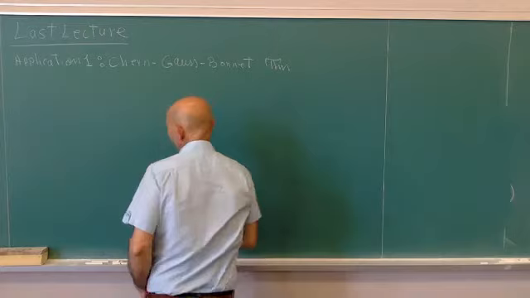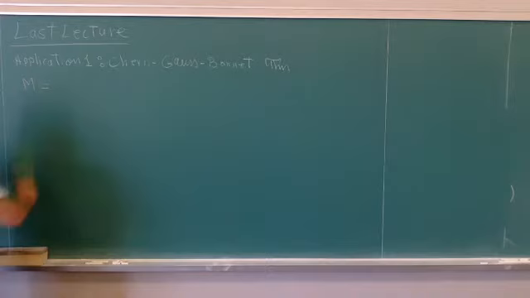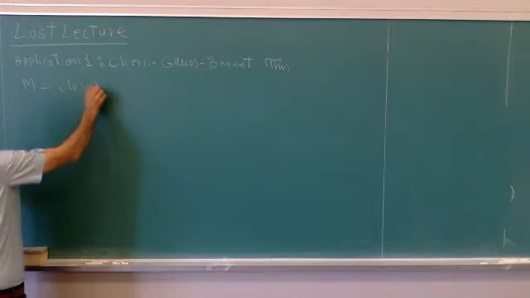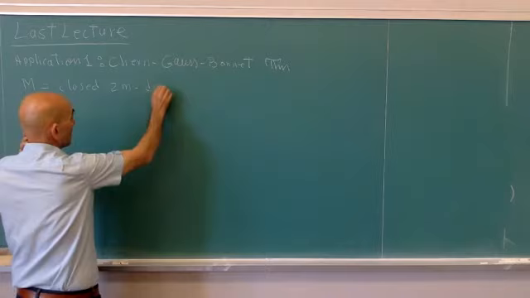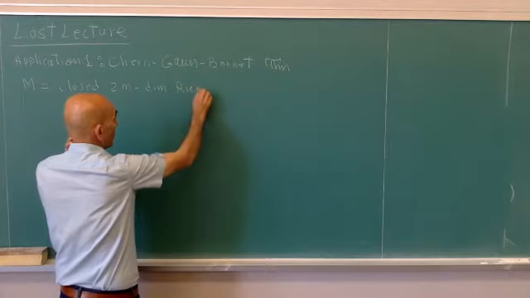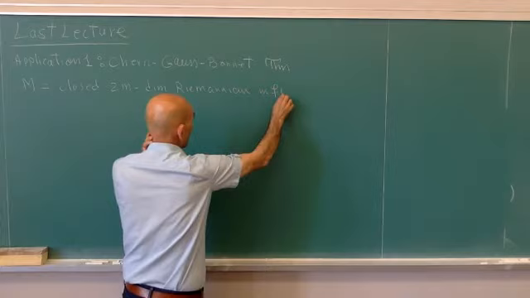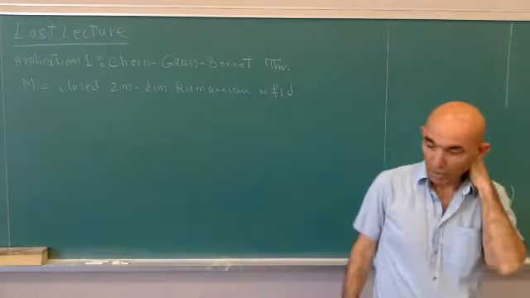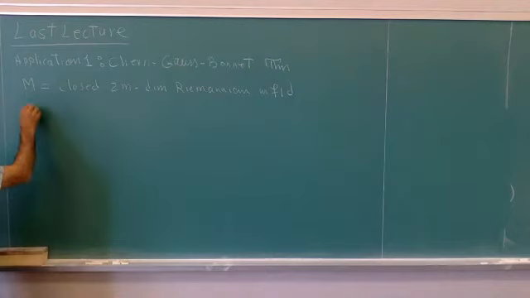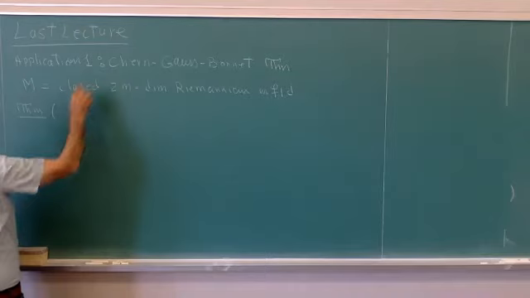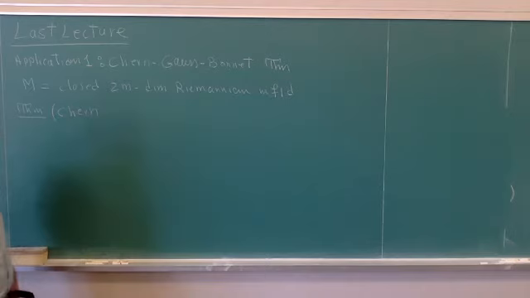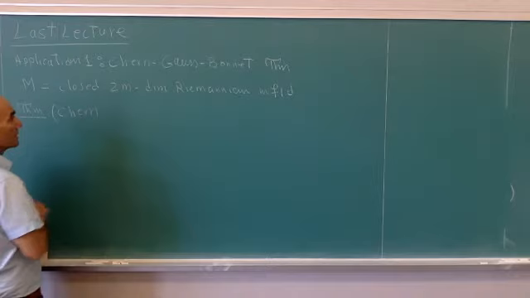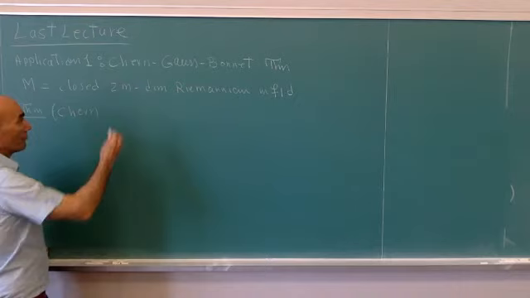So in this case, M is a closed two-m dimensional even Riemannian manifold. So now the theorem, proved by Chern. Actually, it was proved by Weil and Allendorfer and other guys, but Chern gave a very nice intrinsic, beautiful proof that opened the way for a lot of developments in characteristic classes. So the Chern-Gauss-Bonnet Theorem.